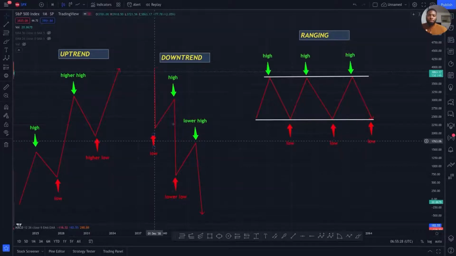The second phase you can see in the market is when the market is making lower lows and lower highs. So this is a high and this is a high. This high is lower than this high. This low is lower than this low. So this is a lower low and a lower high.